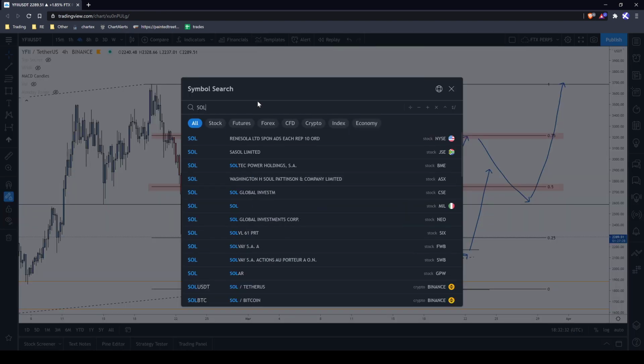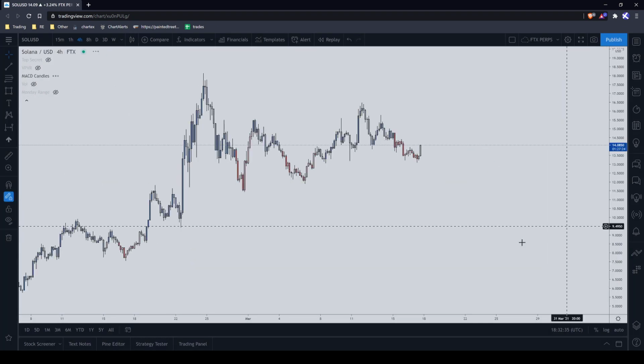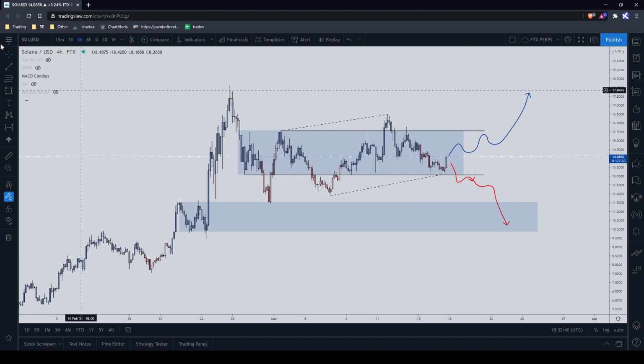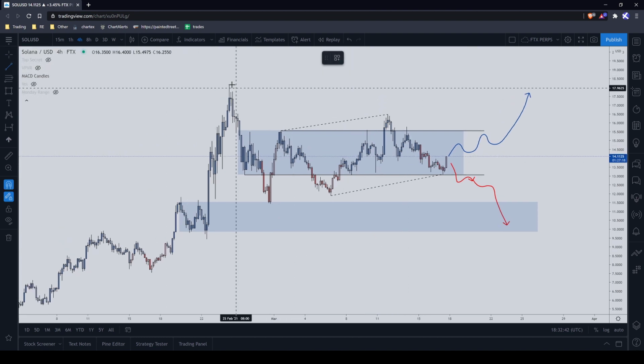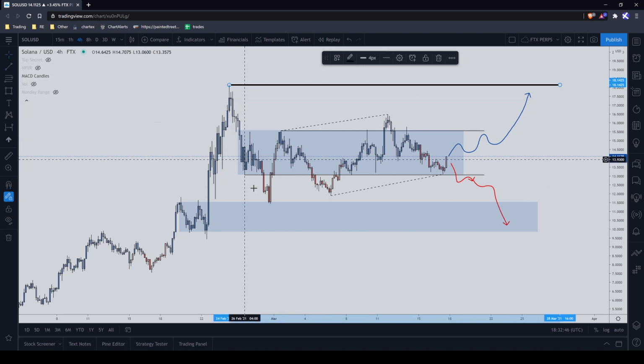Let's look over at Sol. We're going to look at the USD chart. This thing looks pretty solid. So from the all-time high, right here, we had a pullback, and we've since been consolidating.